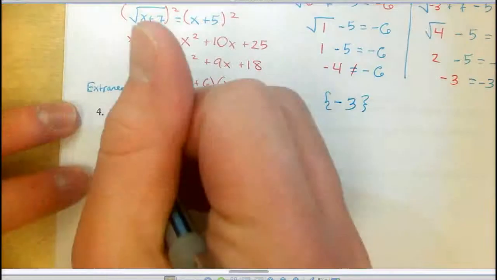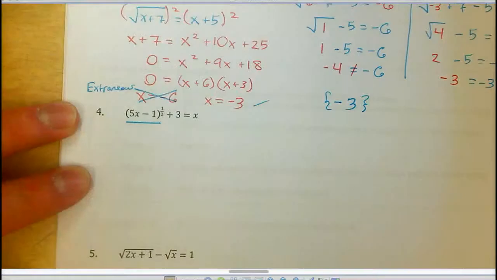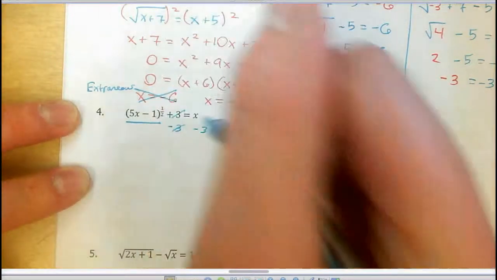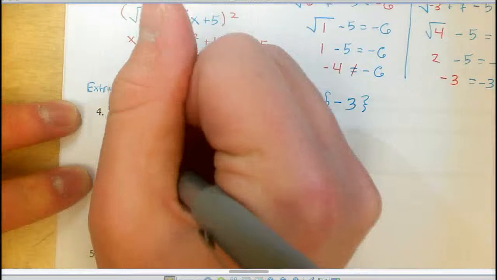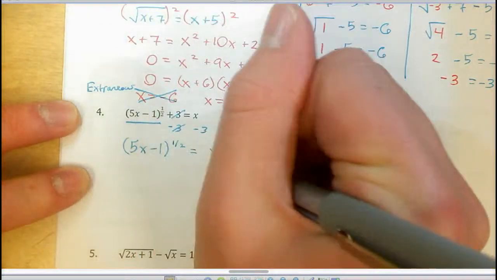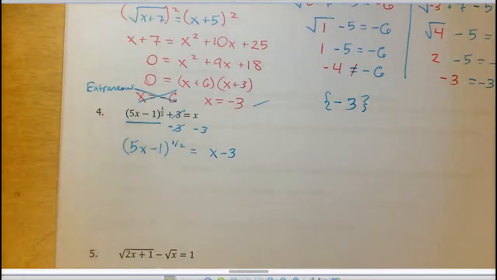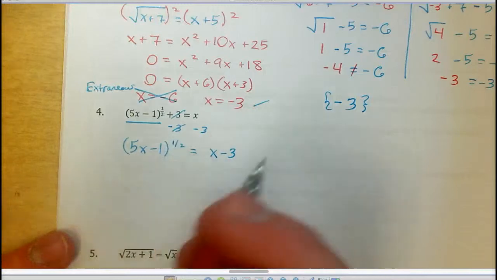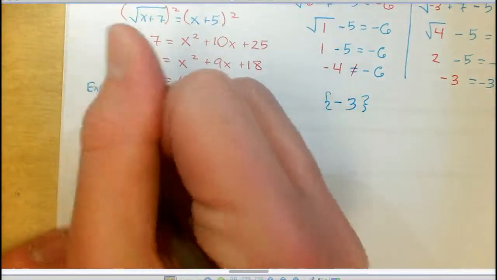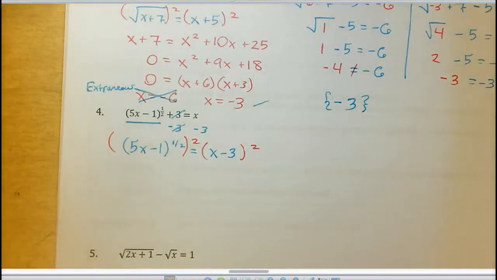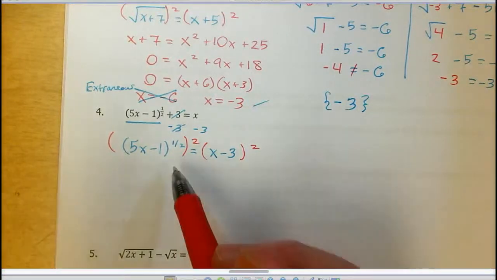So we're still going to focus on isolating this part right here. So that means I need to subtract 3 from both sides. And that gives me 5x minus 1 to the 1/2 power equals x minus 3. What I'm going to do now is the same thing I did for the last problems. I'm going to take both sides, because this is really a radical in disguise, to the second power. And you'll see how that works when I'm writing this in exponent format.